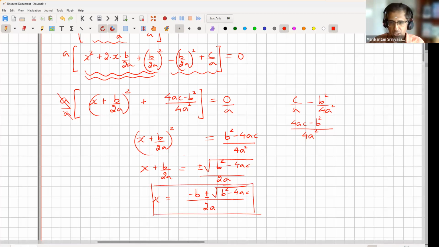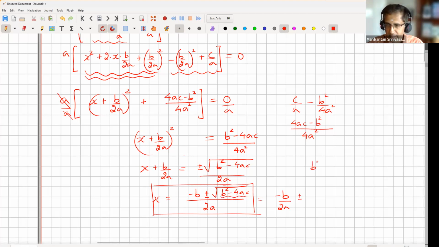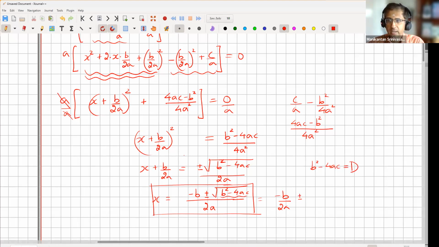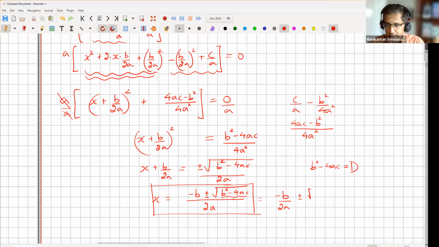Okay, so these are the roots, and you can see the roots are symmetric around minus b by 2a. So it's minus b by 2a plus something and minus b by 2a minus something. So you can just say minus b by 2a plus or minus something. What is that something? Plus or minus. In fact, root of b square minus 4ac is a long expression that keeps coming over and over again, which is why people call it a simple name d. D for discriminant, right? Square root of d whole upon 2a.